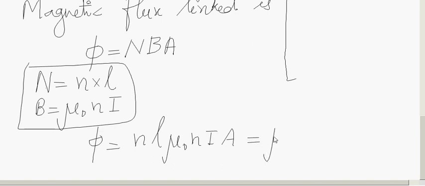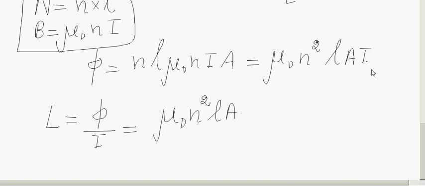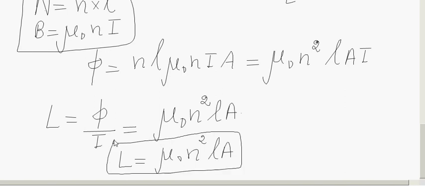which will become equal to mu naught n square L A I, or self inductance L is phi by I, which will become equal to mu naught n square L A. Self inductance of a solenoid is given by this equation, L is mu naught n square L A.